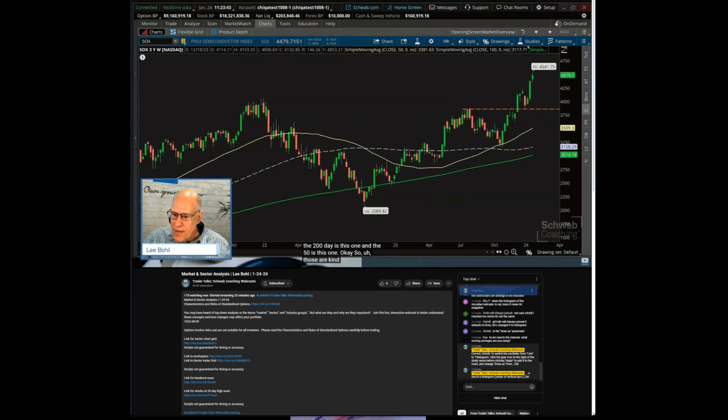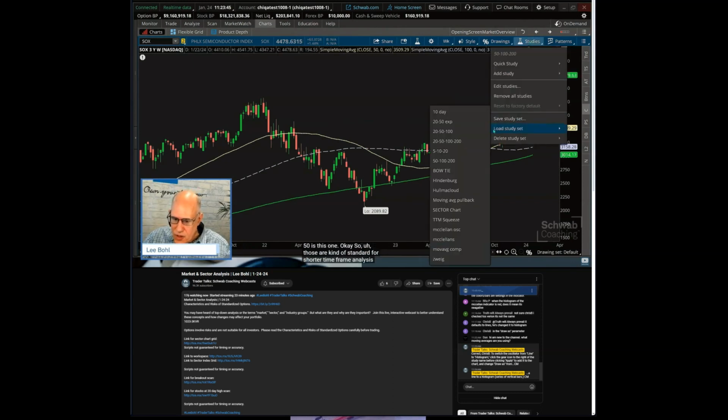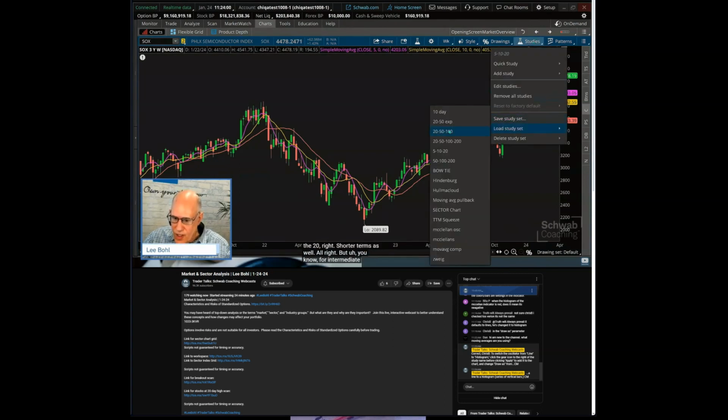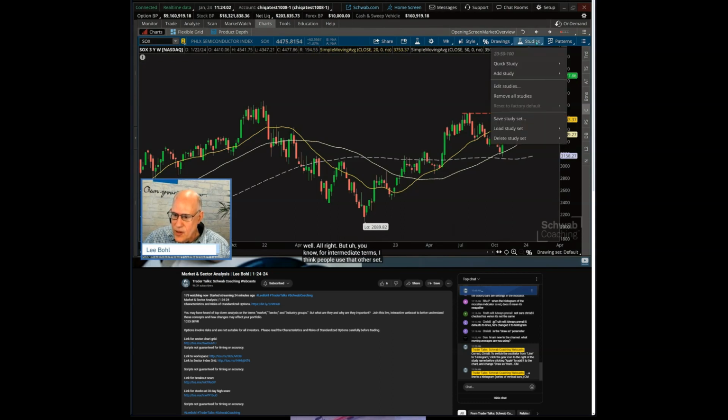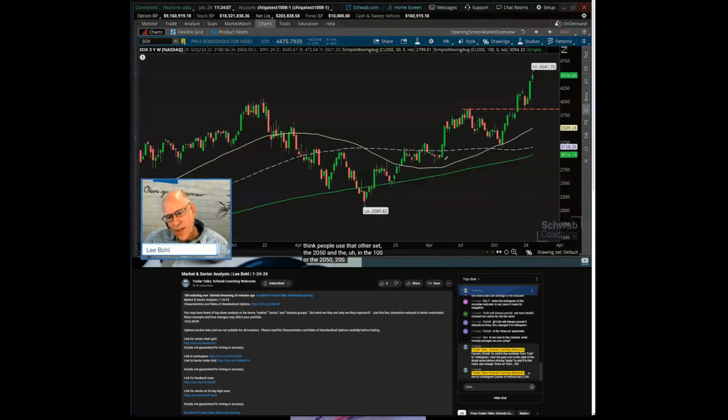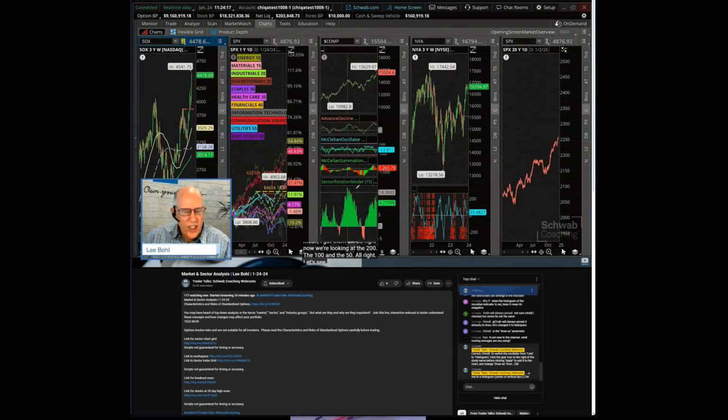For shorter term analysis, a lot of traders might use something like the 5, 10, and the 20, right? Shorter term as well. But for intermediate term, I think people use that other set, the 20, 50, and the 100, or the 20, 50, 200, or the 50, 100. I mean, I got them all. So right now we're looking at the 200, the 100, and the 50. Let's see if we see any rotation at all.